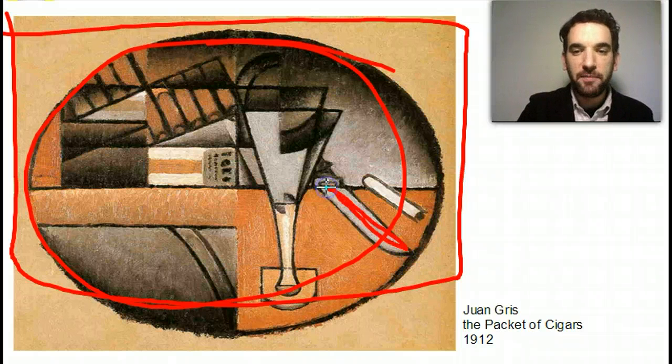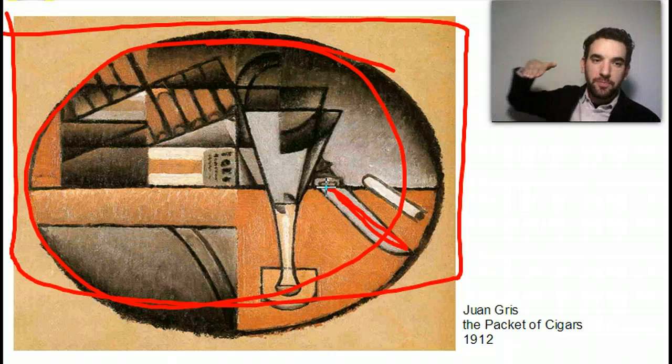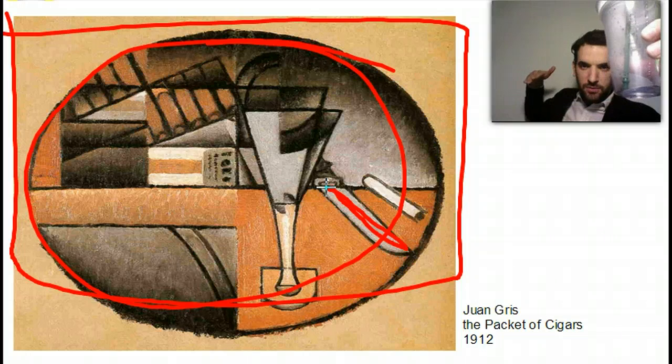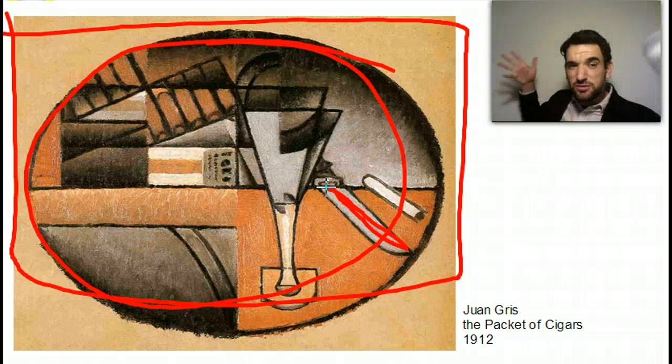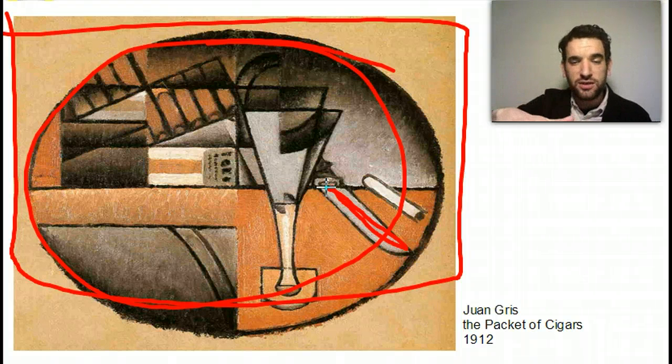There's this knife that recedes back into space. Also a cigarette that recedes back into space. There's a thing that is sitting on the table that's very legible. We understand that that's a wine glass. We understand that it's sitting on a table in this orientation.